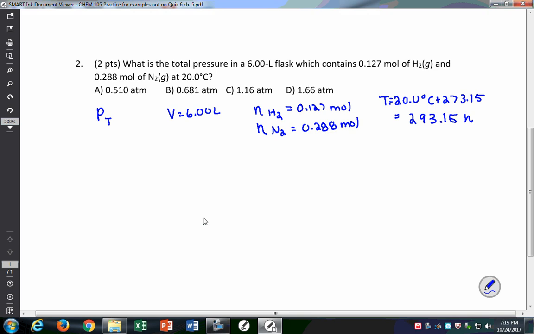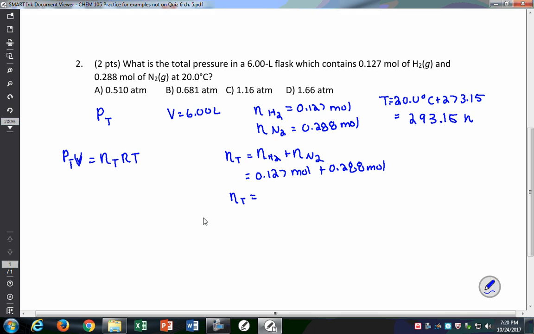So we want to know our total pressure. Remember, still PV equals nRT, but P total is going to require that we know N total. We know our individual N's, so we can figure out N total. N total is going to be equal to N of H2 plus our moles of N2. We have those, so we can calculate them. So our N total, our total moles, is going to be 0.415.